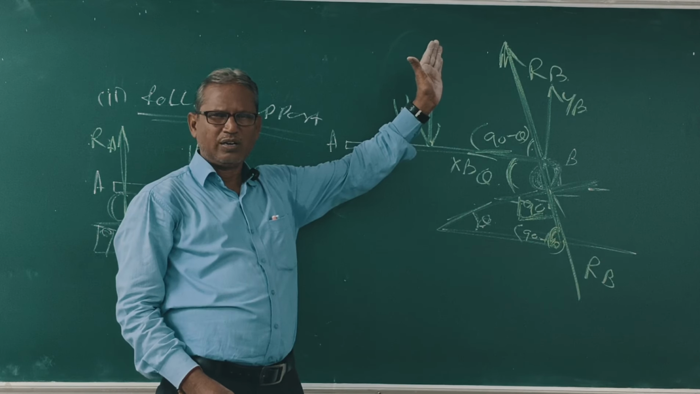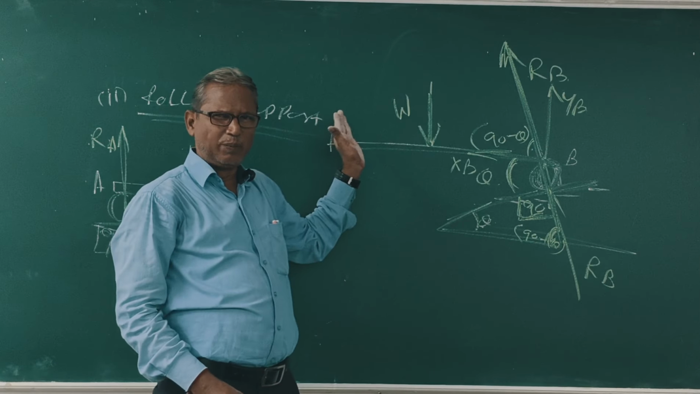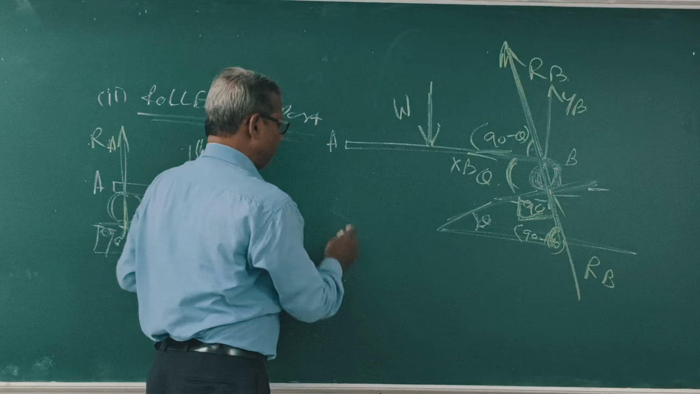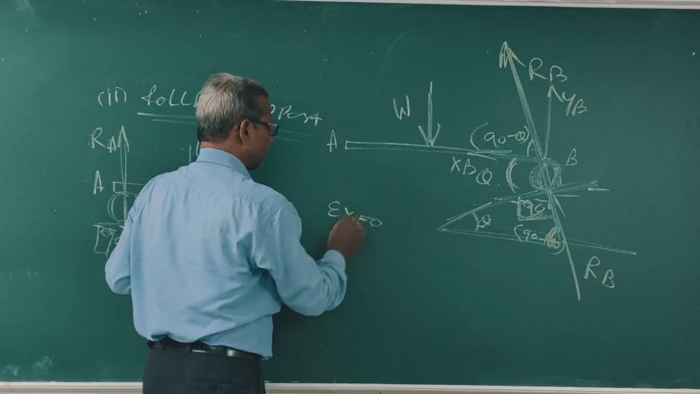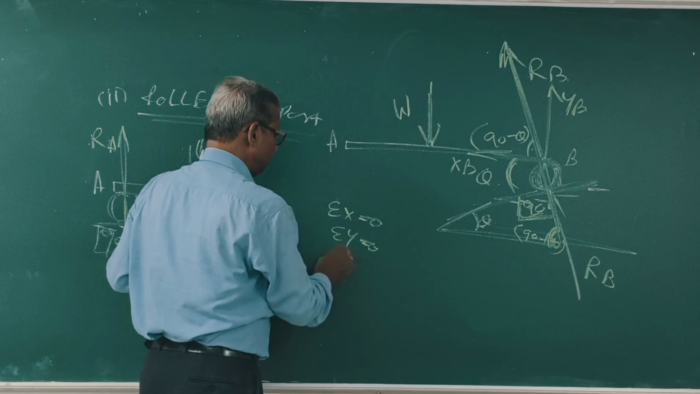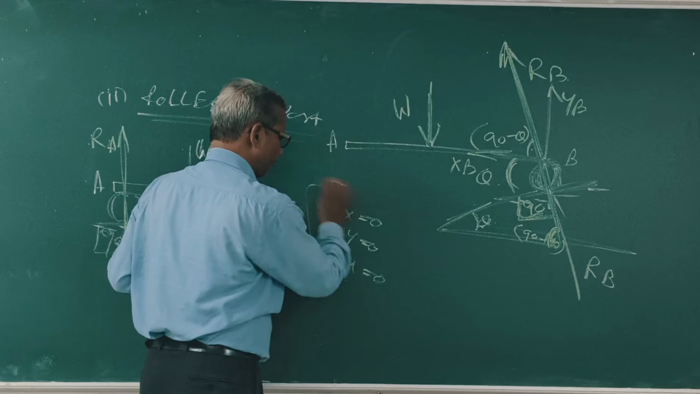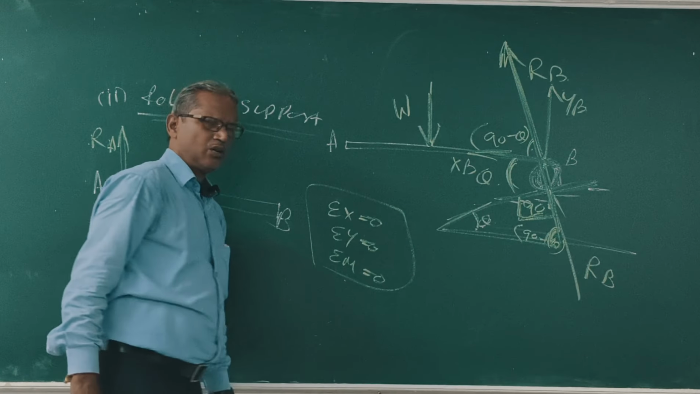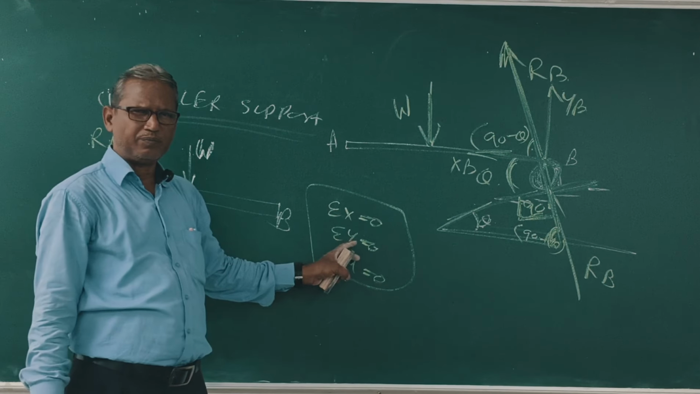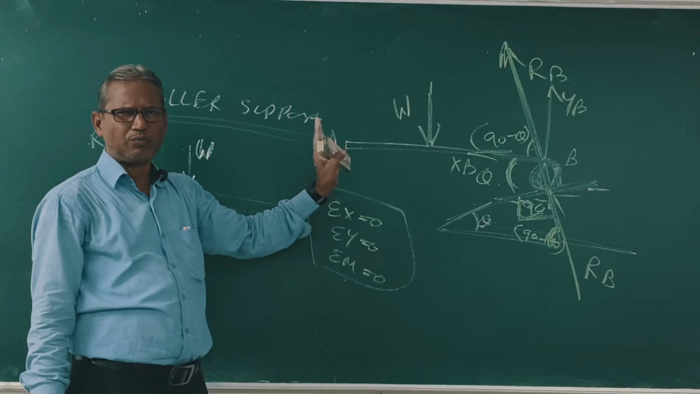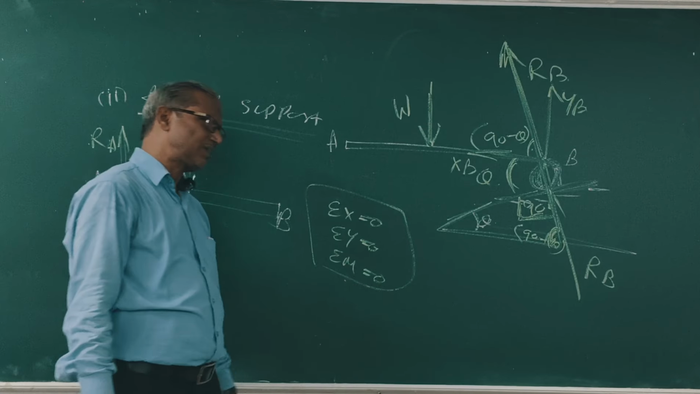Now, take moment about A. We will apply three conditions: sigma x 0, sigma y 0, sigma m 0. Three conditions of equilibrium. Then we can solve the problem. Clear?